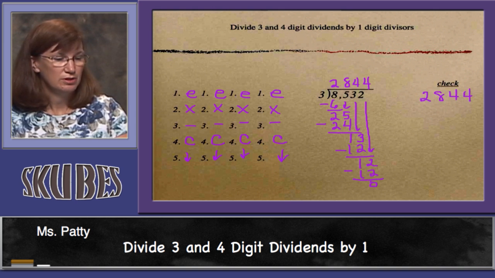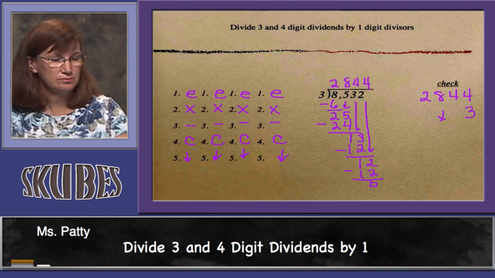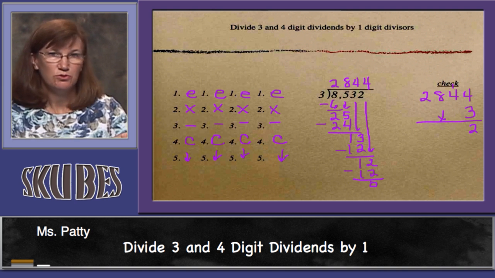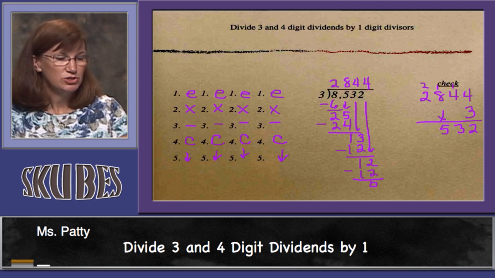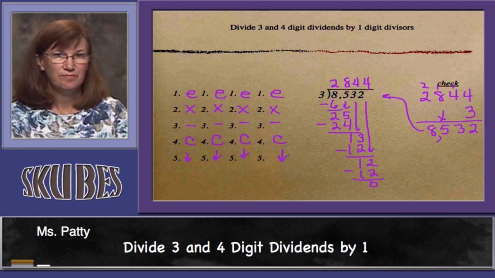2,844 times 3. 3 times 4 is 12. Carry your 1. 3 times 4 is 12 again, plus 1 is 13. 3 times 8 is 24, plus 1 is 25. Carry your 2. 3 times 2 is 6, plus 2 is 8. Our answer is 8,532, and it matches our dividend.